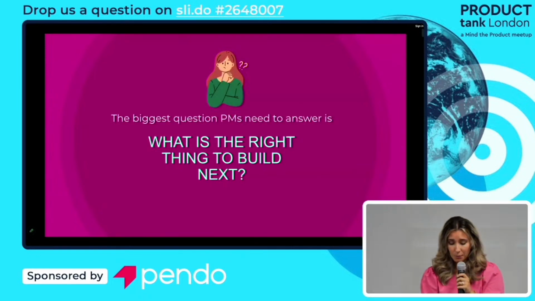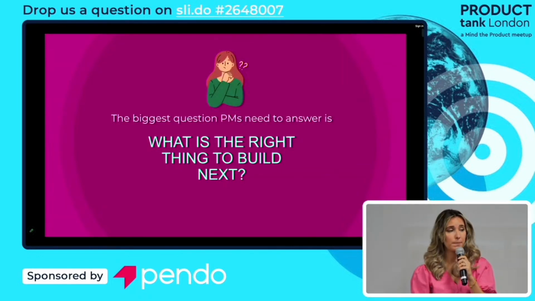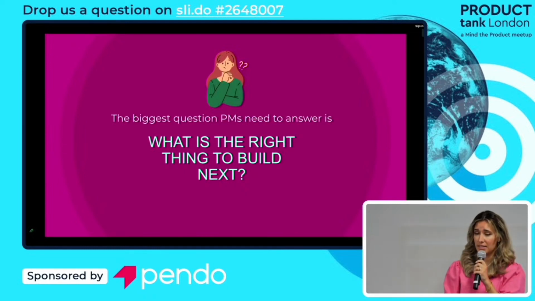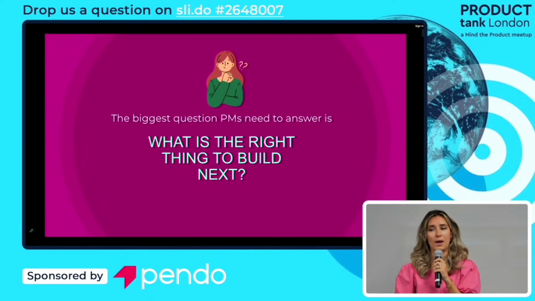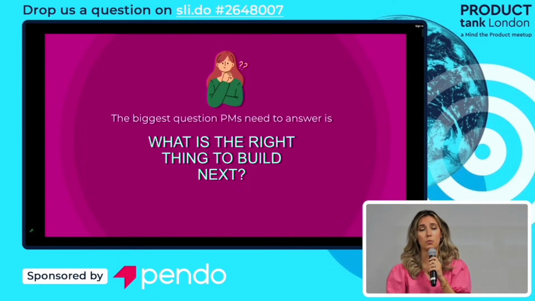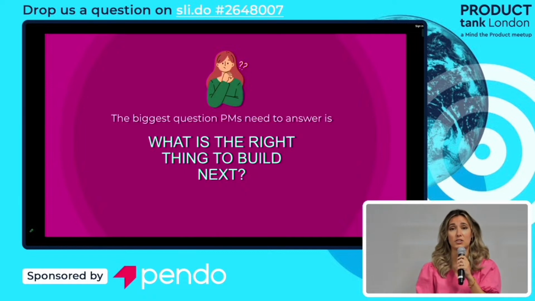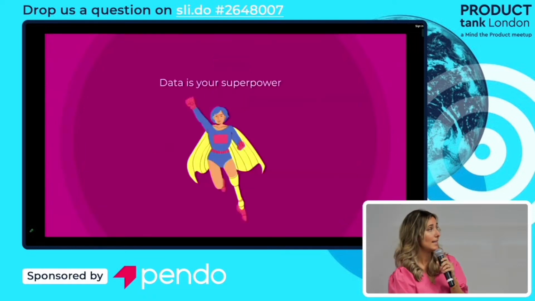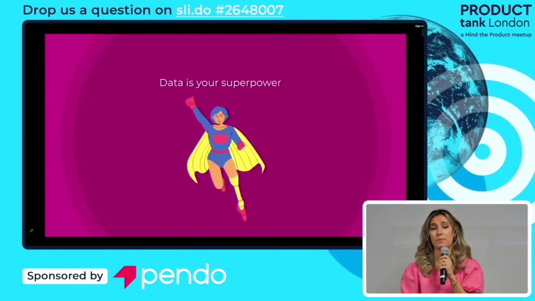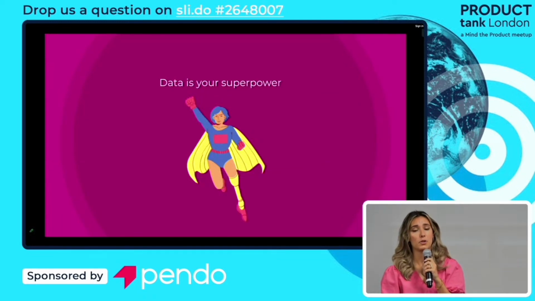Cool. So when it comes to data and product management, the biggest question product managers have to answer is, what is the right next thing to build? Generally, you have a lot of different influences when making those decisions. You have your stakeholders, your customers, your team, each with an opinion about what is valuable and what you should actually be doing. But in that situation, data is your superpower. Data is going to help you to be objective, and to make your own opinion about what is actually important.